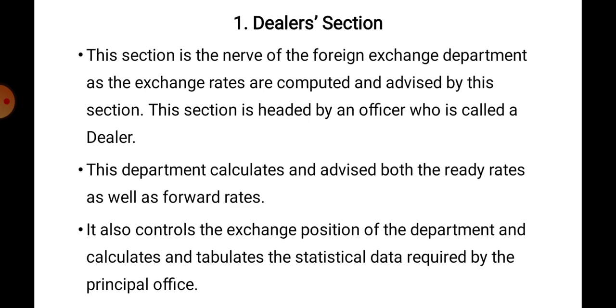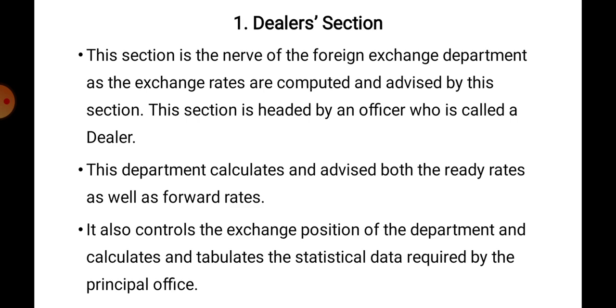Dealer section is the nerve of foreign exchange department, as the exchange rates are computed and advised by this section. This section is headed by an officer who is called a dealer. The exchange rates of various currencies are computed on the basis of certain fixed principles, which may be either market quotations or any such approved channel.